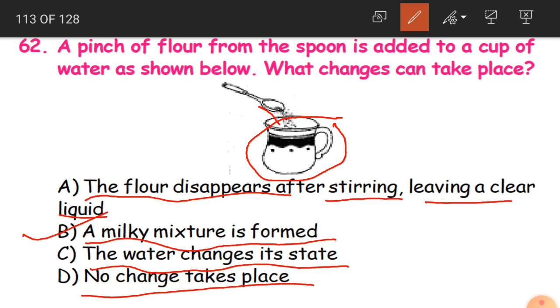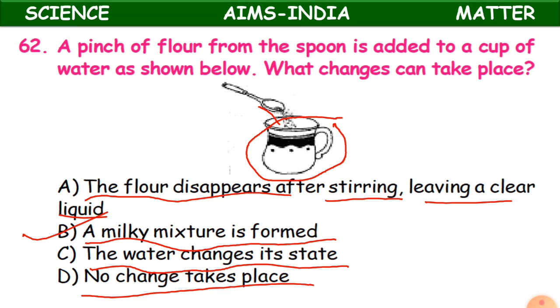You try this, children. For every question, wherever you have such experiments, you can practice on yourself at home. Please try to practice such very small experiments, because when you see it with your eyes you will have a very clear understanding. Take a cup of water, just add some flour. What will happen? A milky, white-colored mixture is going to form in the water. So that is the answer B.